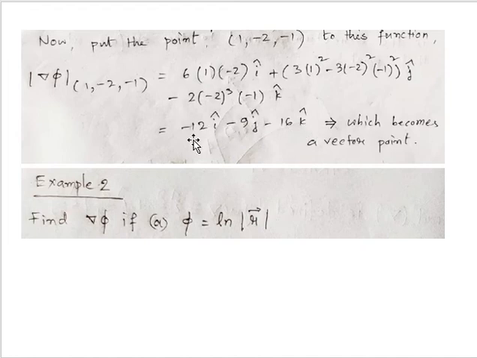Now look at this, which becomes a vector point. So after putting in a particular point, that vector field function becomes a vector point.